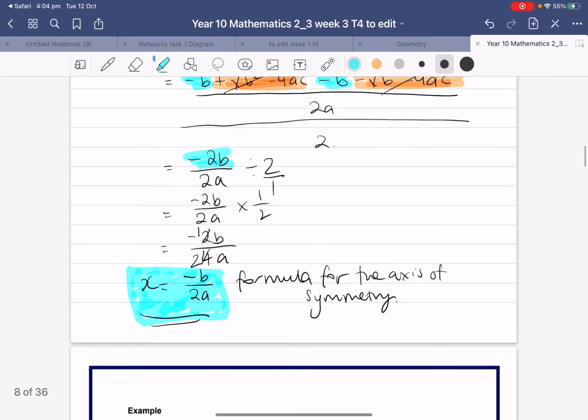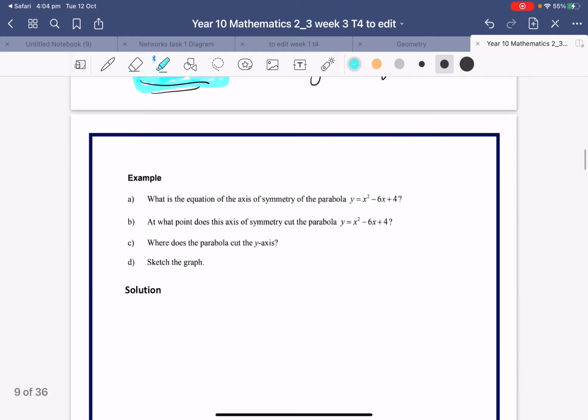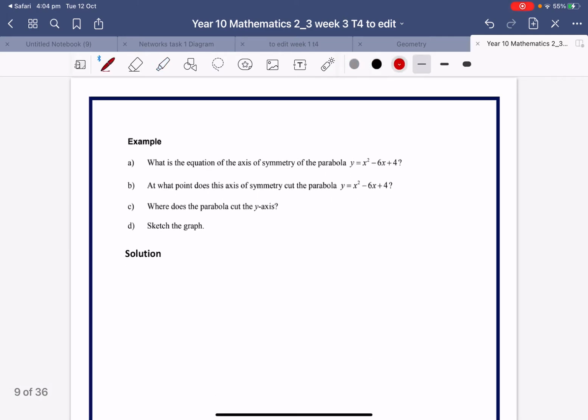Okay, let's go through an example just to make sure that we understand what we're doing. Okay, so what is the equation of the axis of symmetry? Part A.